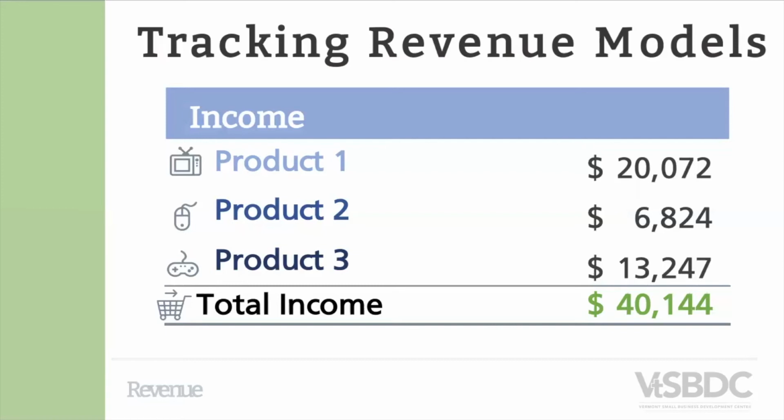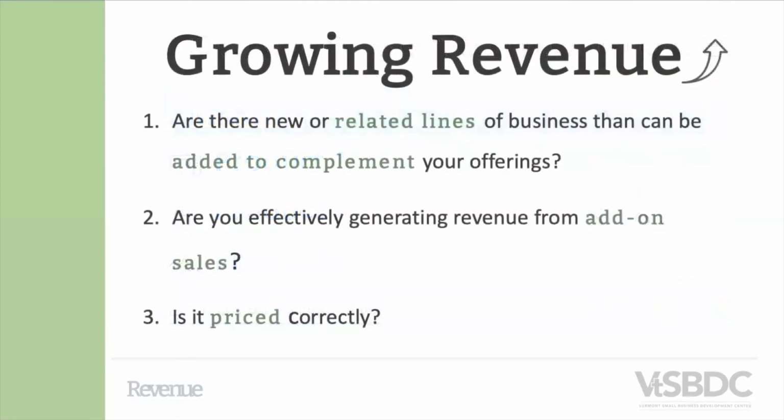Next, let's look at how we grow our sales. So now that we have identified how to measure revenue, how do we grow them? Your company already has a customer base. Why not use them to increase your sales? Things to think about. Are there new or related lines of business that can be added to your current offering? Think of items that complement what you already have. For example, a landscaping company might consider offering snow plowing because you already have the equipment to do the work and the customer base is already established. For a bookkeeper, you could add on tax preparation services, or you could offer administrative services or a payroll service.